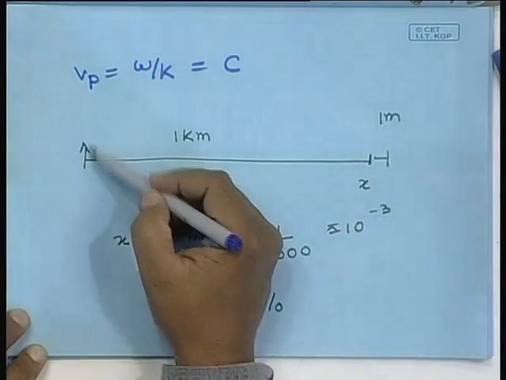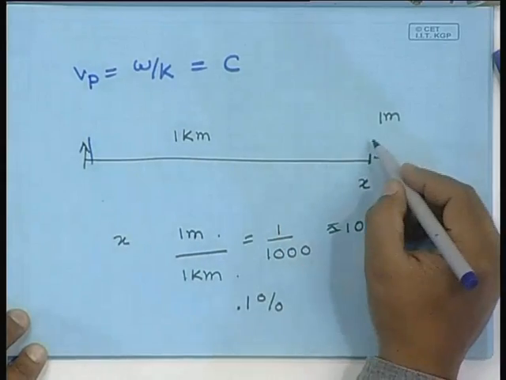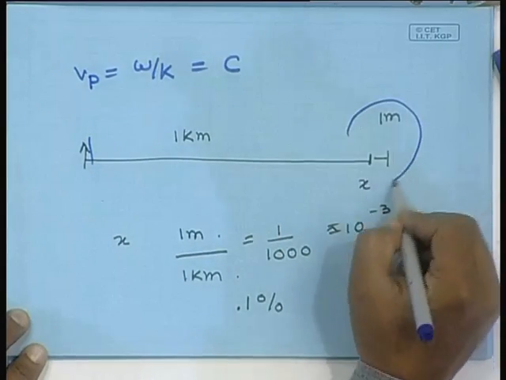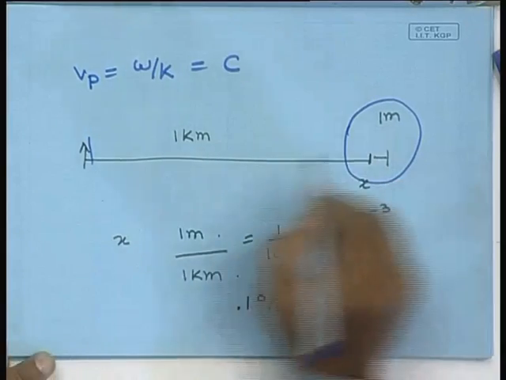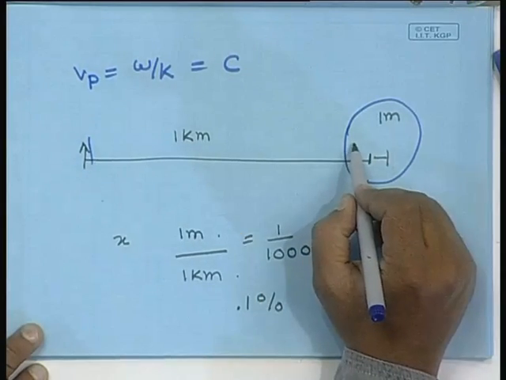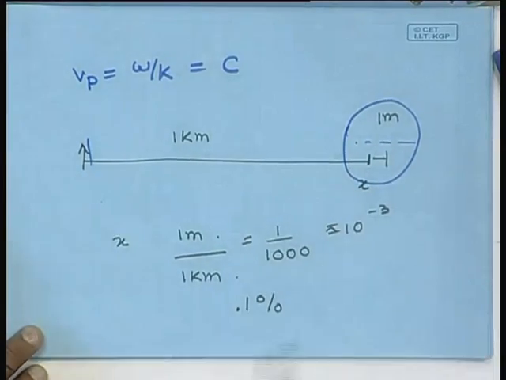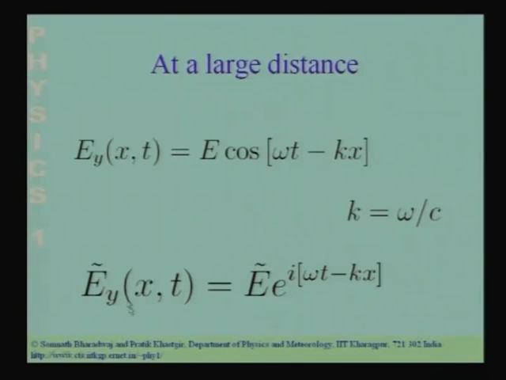So, the dipole oscillator over here, if fed with a sinusoidal voltage, produces a sinusoidal plane wave at a large distance. So, over here the electric field pattern produced by this is a sinusoidal plane wave which keeps on propagating outwards. And you could express this in the complex notation. So, E tilde y as a function of x and t is E tilde e to the power i omega t minus k x. This complex amplitude has both the magnitude and the phase of the electric field.